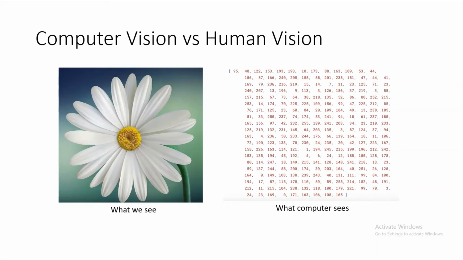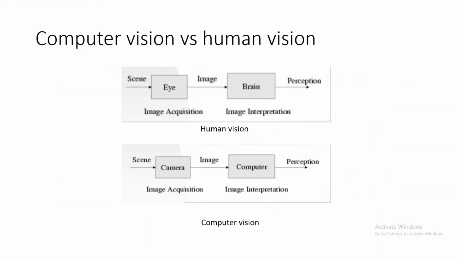Now let us look at the similarities between human vision and computer vision. In human vision, the eye captures the image from the scene and the brain interprets the image and generates the perception. Similarly, in computer vision, the camera captures the image and the computer interprets the image and generates the perception. And we can say that both of the systems in general generate the perception of the world around them. However, we can see a big gap between human vision and computer vision.